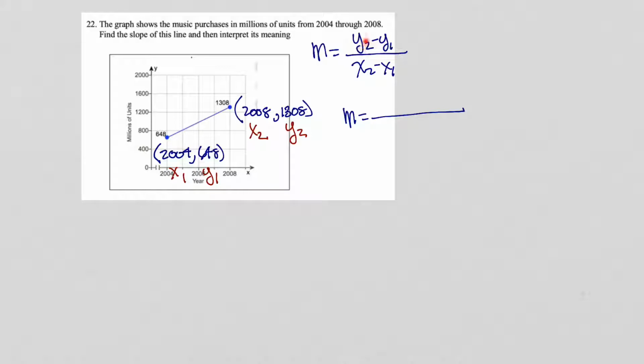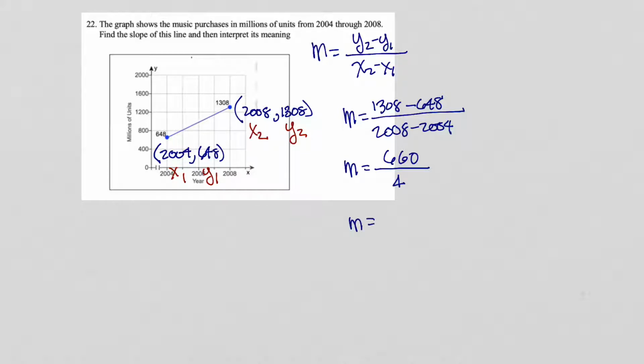So if I put these into the formula, m is equal to second y minus first y. Here's the second y, and I'm going to subtract the first y. So it's going to look like this: 1308 minus 648 over second x minus first x. And down here, the second x, 2008, and the first x, 2004, so we get 2008 minus 2004. If we make these computations, in the numerator I use my calculator, 1308 minus 648, and I got 660. And in the denominator, 2008 minus 2004, that's just 4 years.